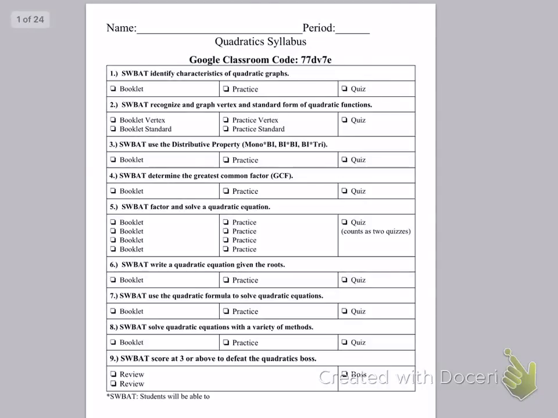All right, guys, we're going to go ahead and graph in standard form.